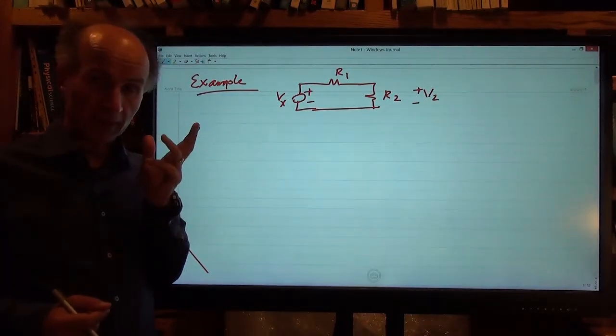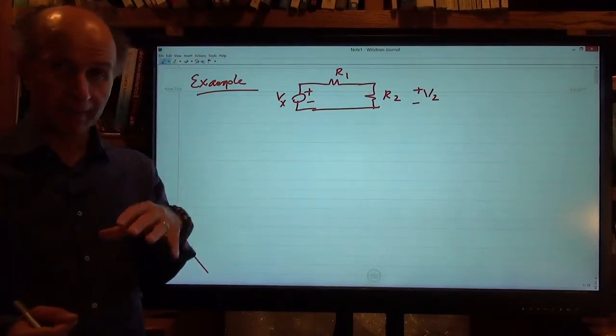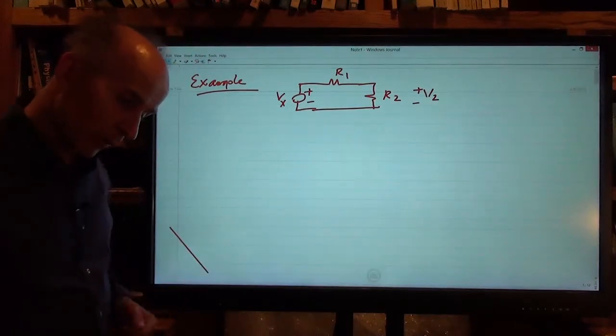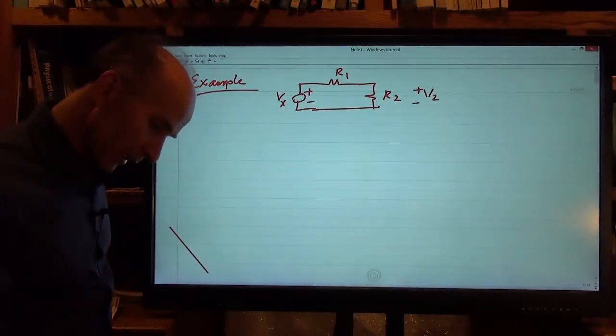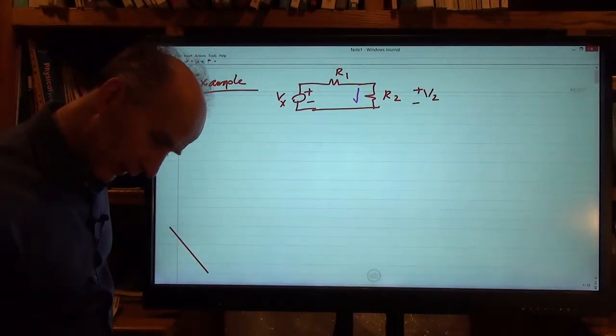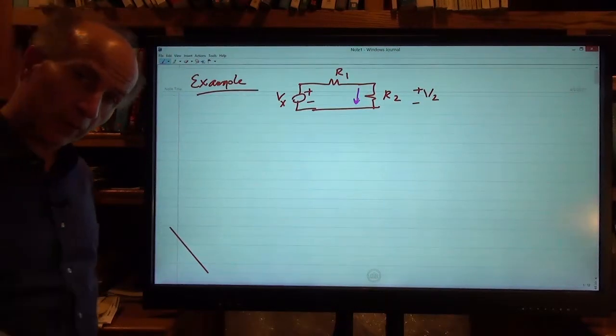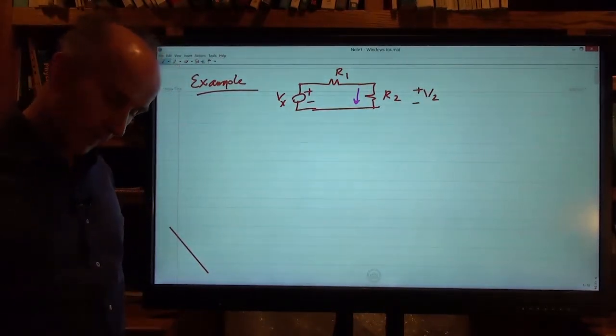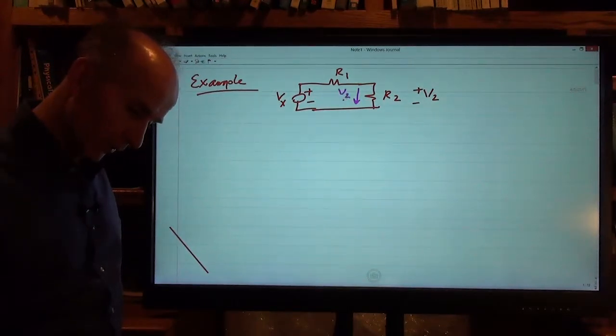Well, Ohm's law says, if you know the voltage and you know the resistance, divide the voltage by resistance. That will give you the current. So what I do know is, I'm going to change the color to maybe this. What I do know is that the current flowing through R2 is given by the voltage on the resistor divided by the resistor. So V2 over R2.